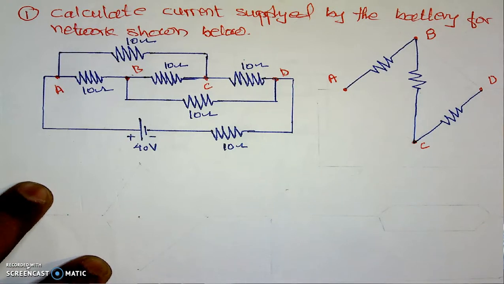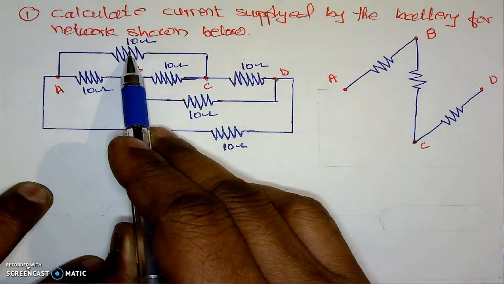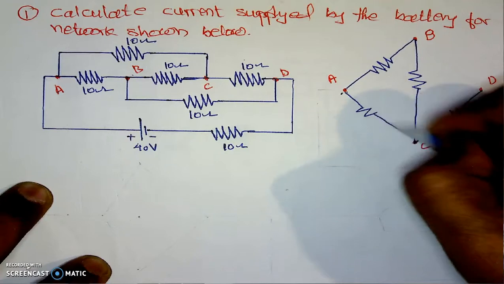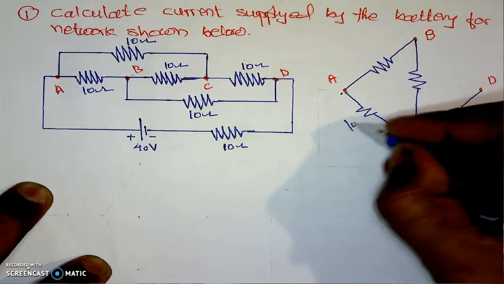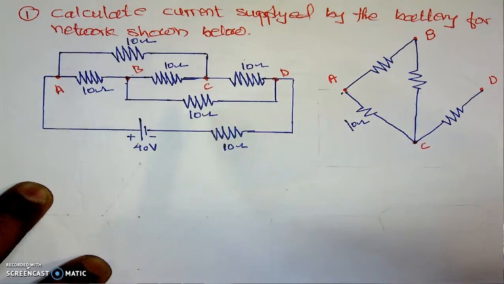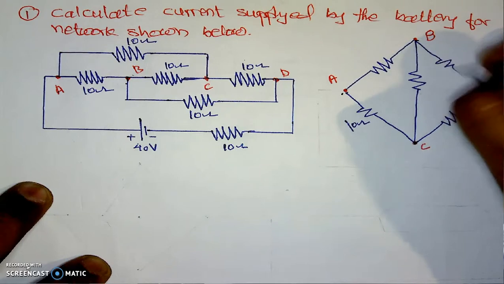Then look here. Between A and C we have this resistance. Here is A, here is C. This resistance is again 10 ohm. Each resistance is 10 ohm. Then finally between B and D there is another 10 ohm resistance, something like this.